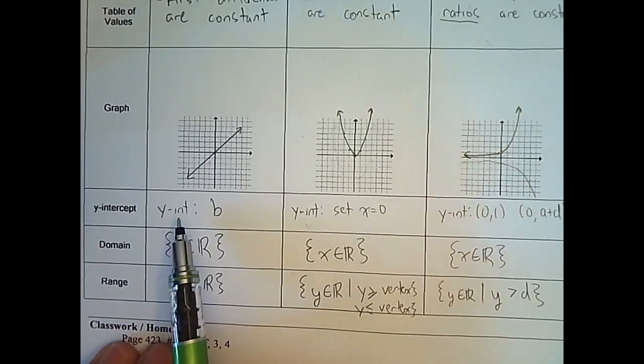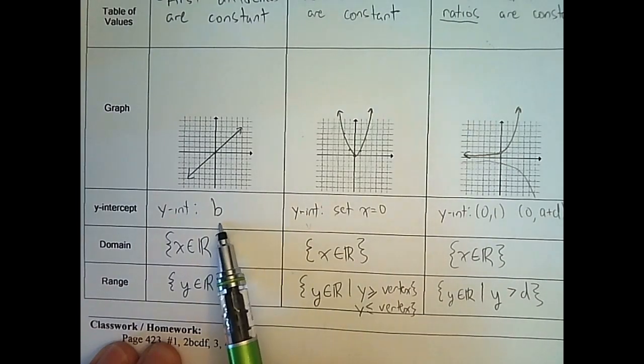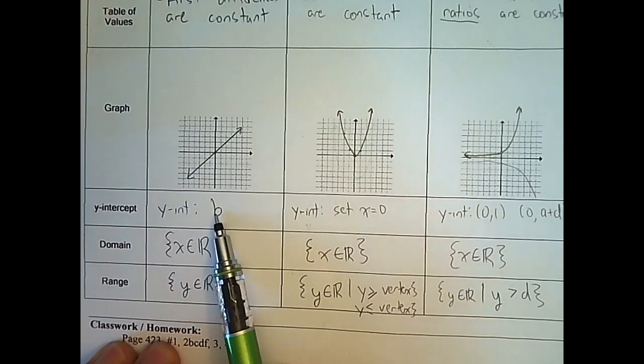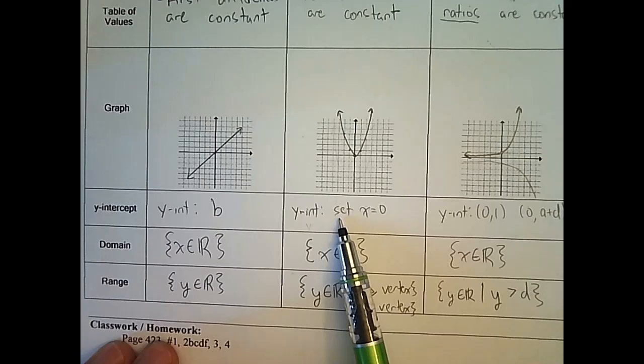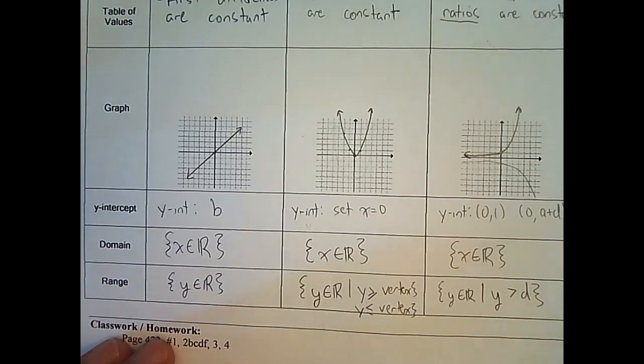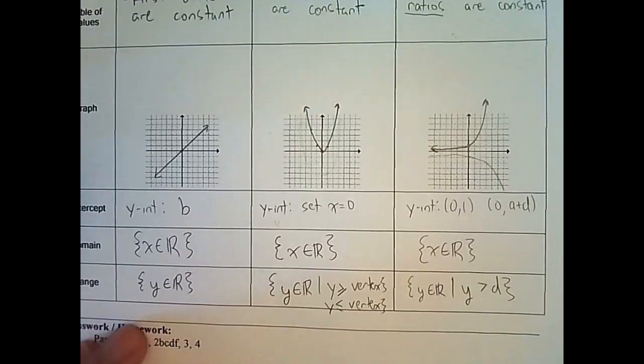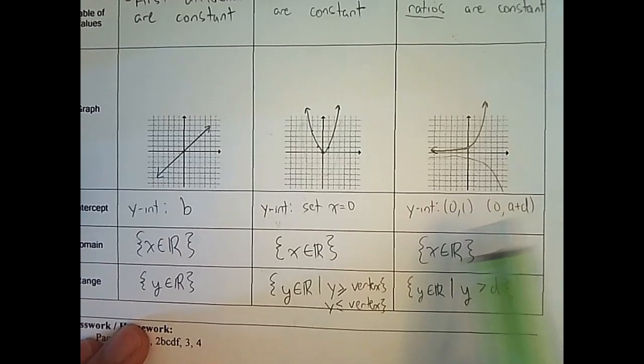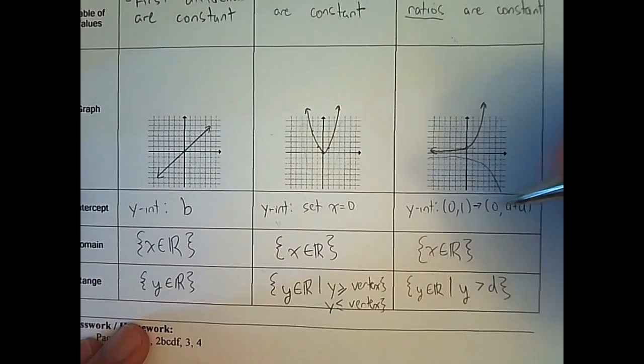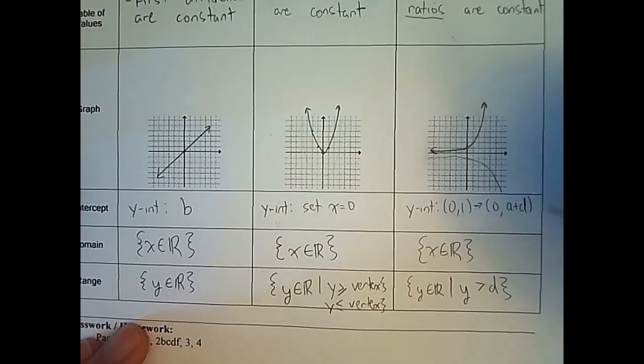For a y-intercept, for a linear function, it's always the b value in y equals mx plus b. If I have a quadratic function, it could be in different forms. Remember, it could be in vertex form or factored form. We just have to set x equal to 0 to find the y-intercept. And to find the y-intercept for an exponential function, for the parent function, it's always 0, 1. But then if it changes, it's going to be 0, whatever the a value is, plus the d value.